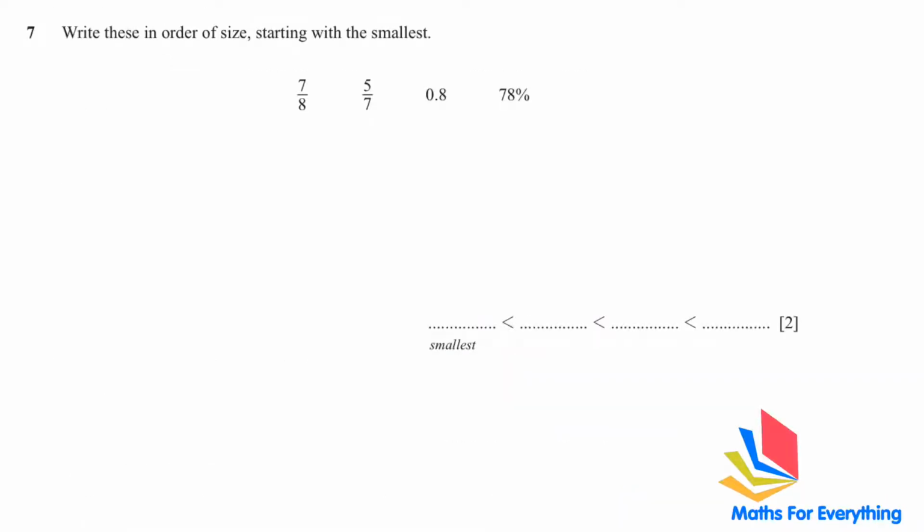Question number 7. Write these in order of size starting with the smallest. So 4 numbers have been given to us. Change all of them to decimal. So these are the numbers that we get after we change to decimal. Now it's easy to see which is the smallest. 0.714 is the smallest. We do not write the decimals, we use the fractions. So 5 over 7, and then we have 78%, then 0.8, and then 7 over 8.